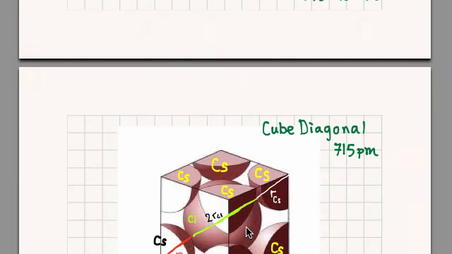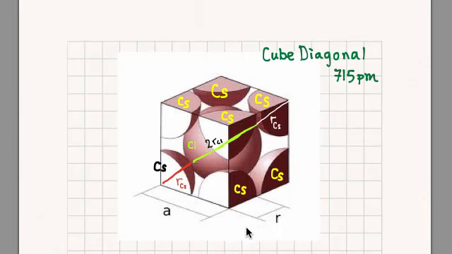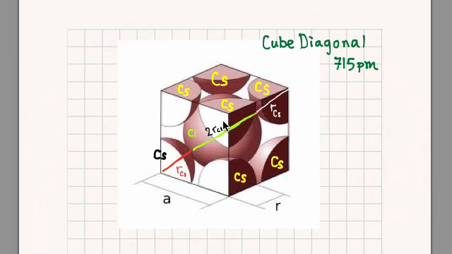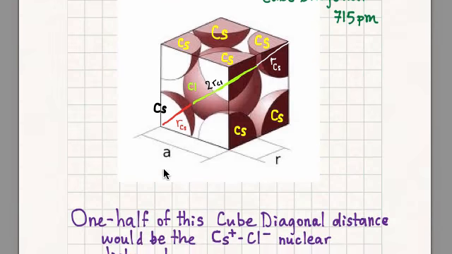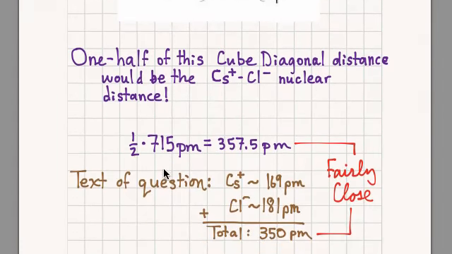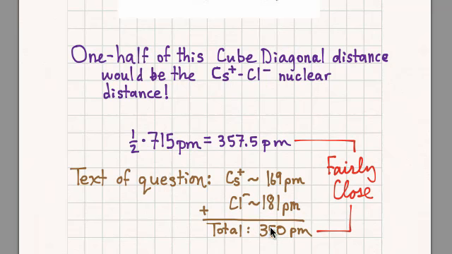Then they wanted me to compare that, 715 picometers. Actually, from here to here, through the center of the cube, is 715 picometers. So the distance from the center of the chlorine to the center of the cesium would be half that number. And then they wanted us to compare that to some measurements they had found somewhere else. Comes out pretty close.